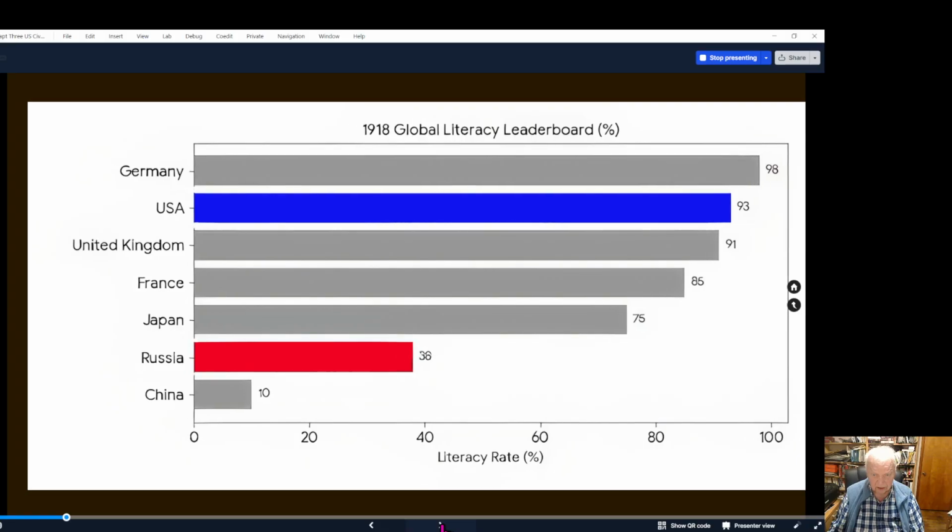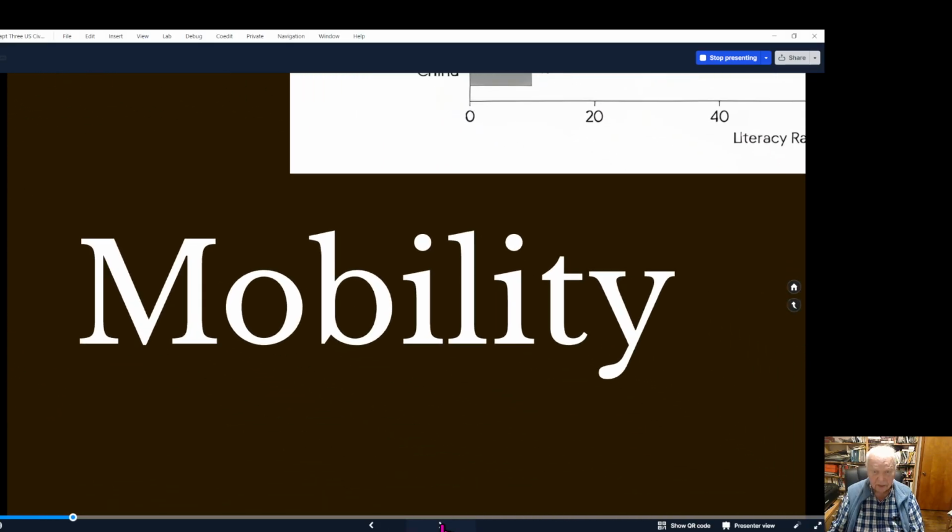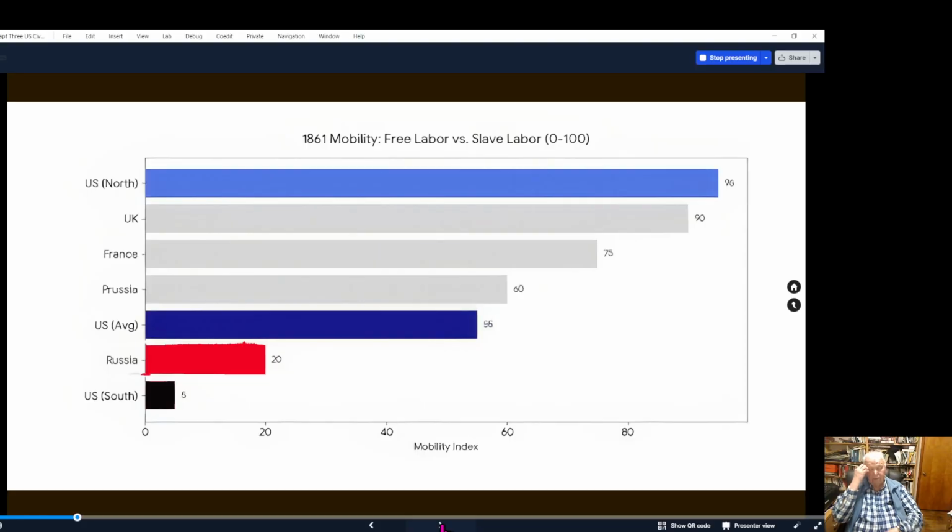So the quality of life in that particular is very different. And another factor I want to take a look at is mobility. The United States has always been an incredibly mobile society, uniquely mobile in what it does and how it does it. And it's a great economic boon to the society, as much in 1861, 1918 as it is in 2026. And again, if you break out the North, a high mobility rate.